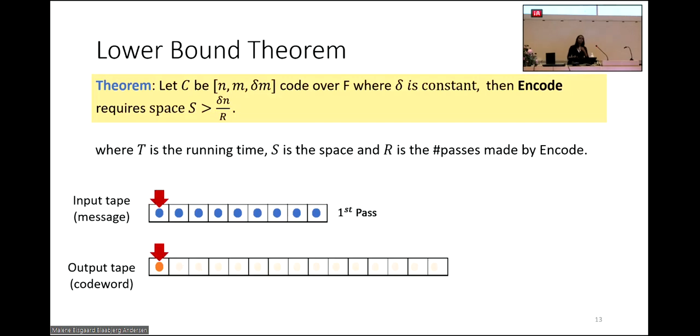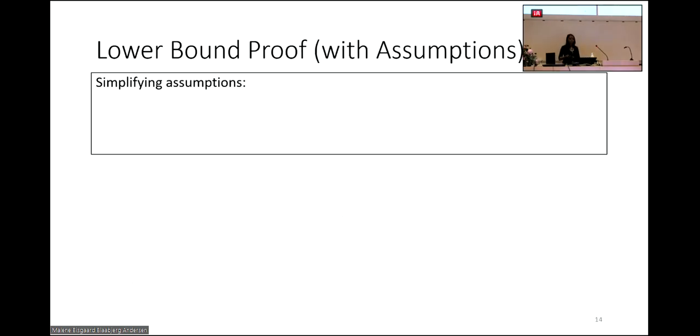So I'd like to go over the lower bound. It actually uses simple counting arguments. So I would like to give a very high level overview of it. First, we make three simplifying assumptions. The first one is, let's consider an encoding algorithm that just makes one pass over the input, over the message. And the second one is, let's not consider the work tape at all because it's going to make the proof slightly more involved.